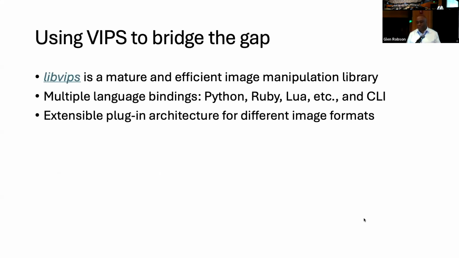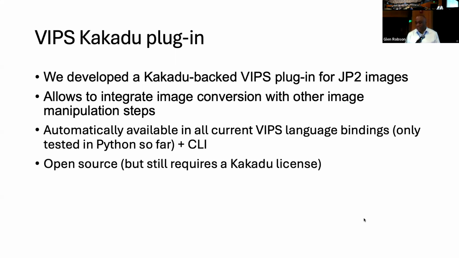So enter VIPS. VIPS has been around for several years now. It's an image library that probably many of you use. And it has bindings for Python and a lot of scripting languages, and it's very extensible. So what Stefano did recently is that we collaborated with them and we created a new plugin. And it gives us a command line interface where we can translate existing JPEG 2000 files to HTJ2Ks.